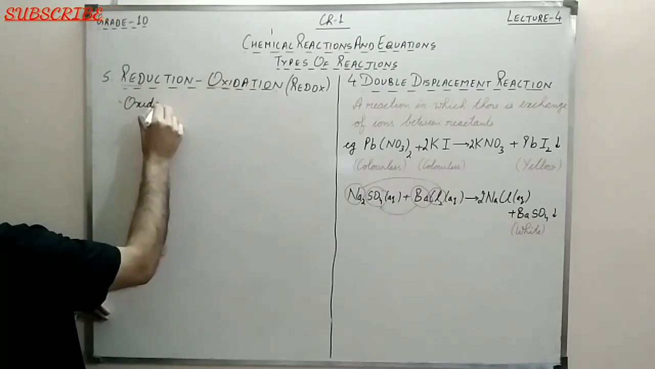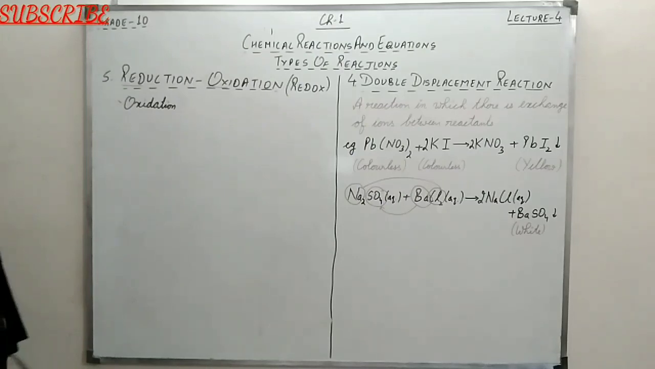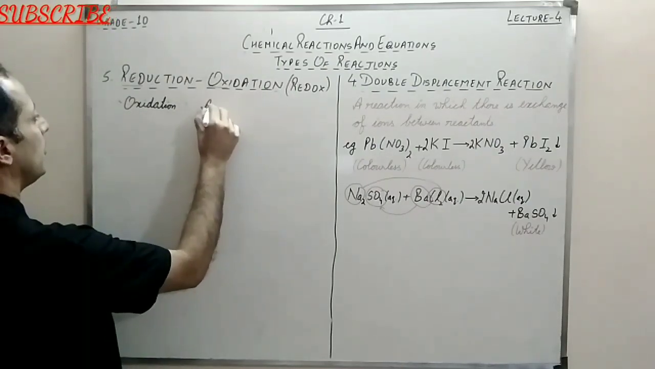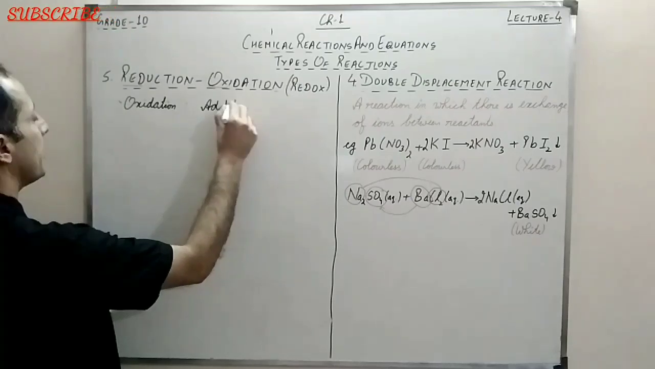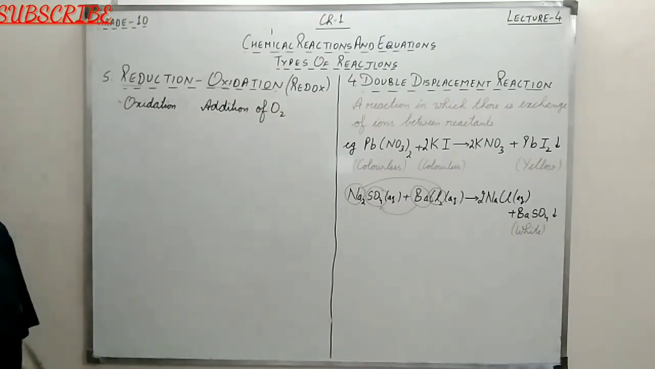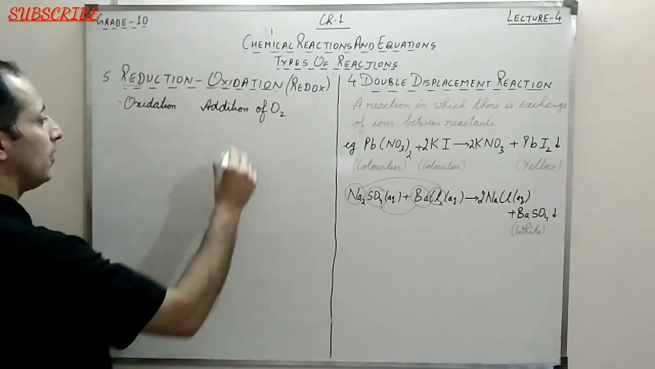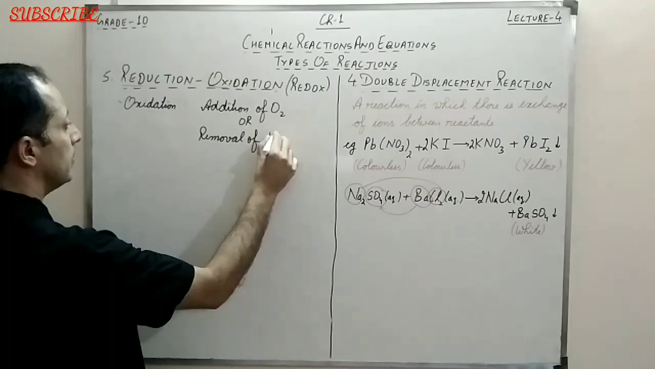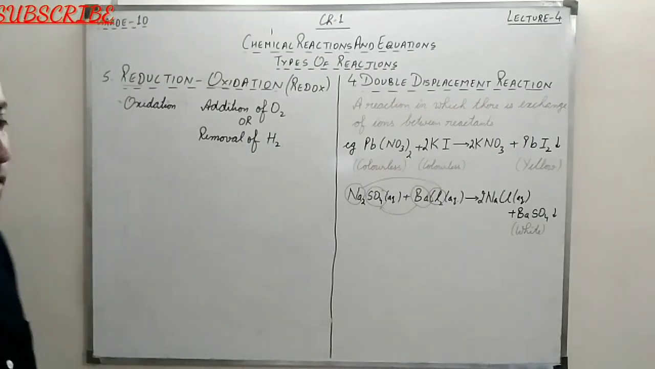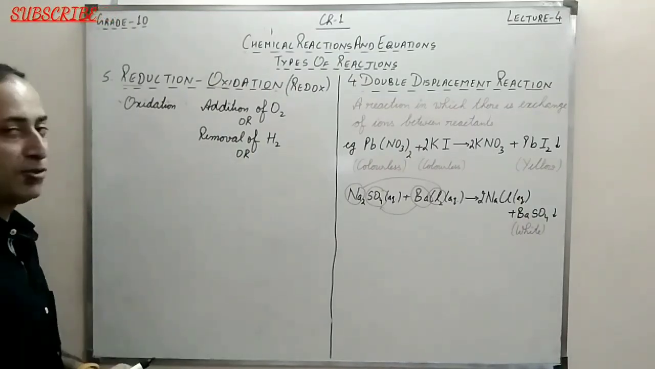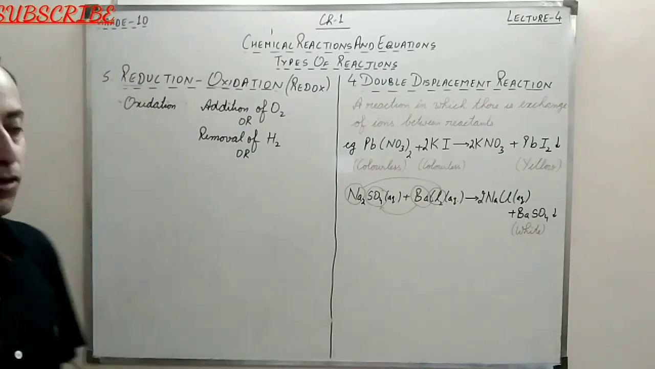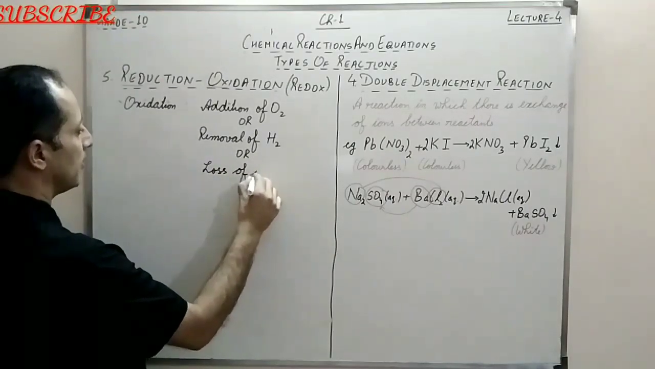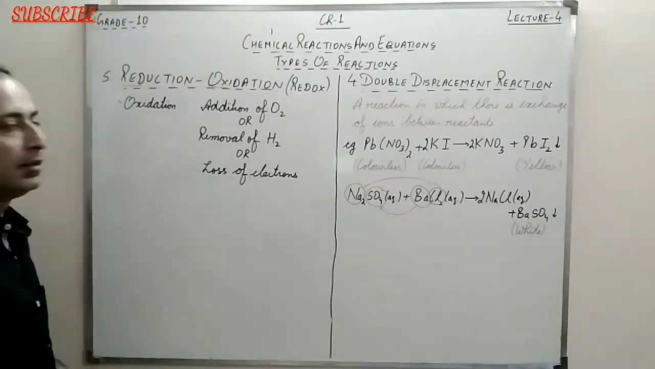First we talk about oxidation. Obviously, when we talk about oxidation, it means somewhere the thing has reacted with oxygen. So this is addition of oxygen, or we can say removal of hydrogen. There is one more definition. If there is no oxygen and no hydrogen, then also we can say there is some kind of redox reaction. So the third one is loss of electrons. So this is oxidation.